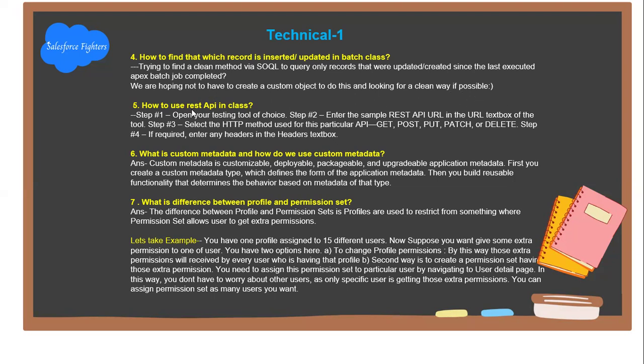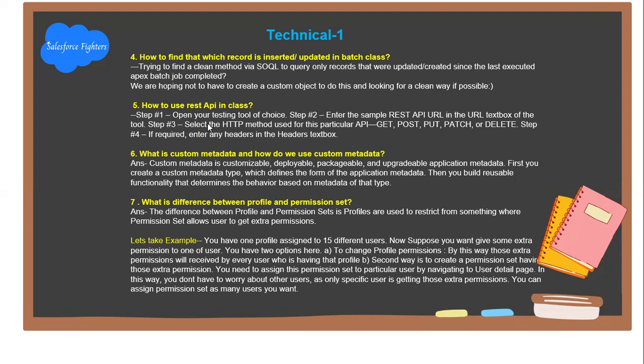We are hoping not to have to create a custom object to do this and are looking for a clean way if possible. Next question: how to use REST API in a class? Step one, open your testing tool of choice. Step two, enter the sample REST API URL in the URL text box of the tool. Step three, select the HTTP method used for this particular API: GET, POST, PUT, PATCH or DELETE. Step four, if required, enter any headers in the headers text box.